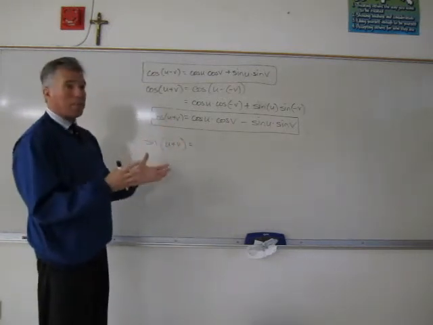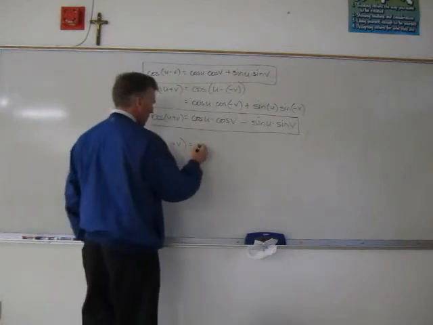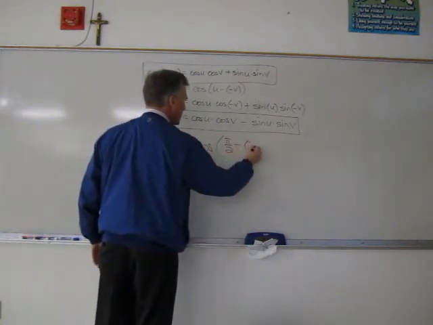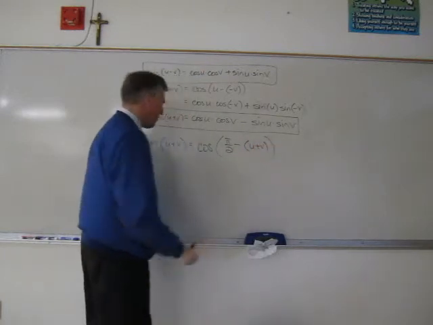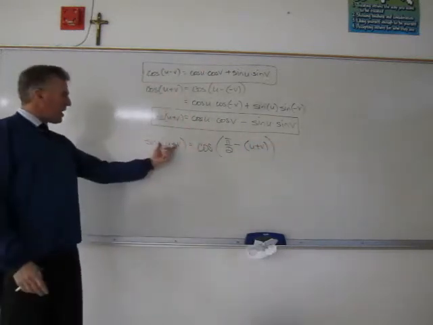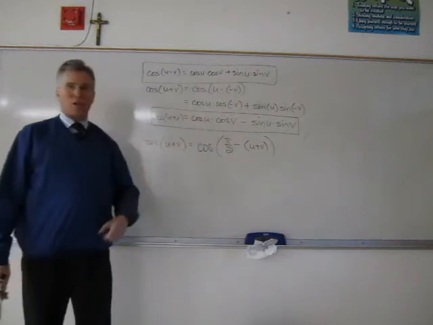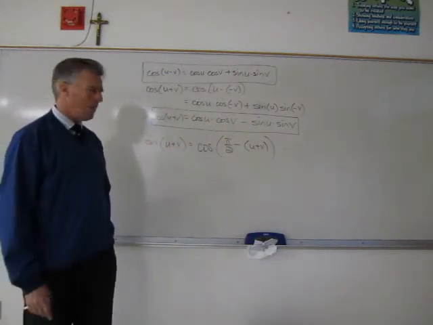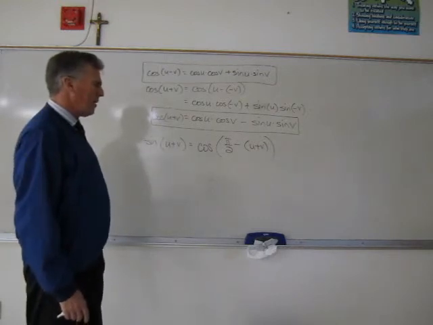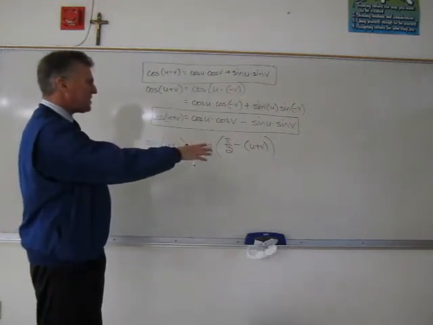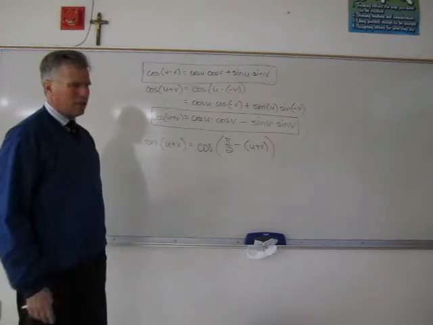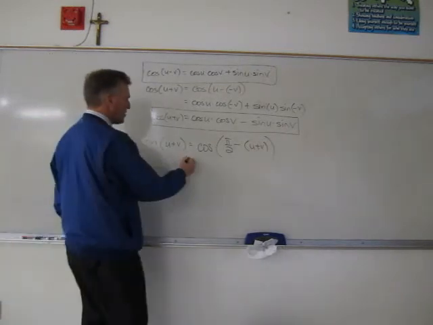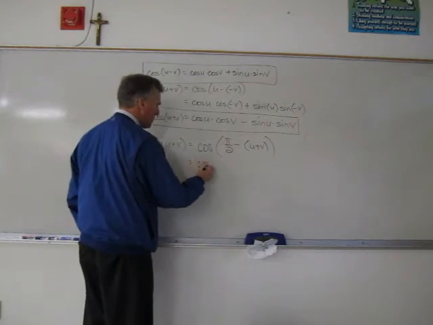So what's the complement of u plus v? Well, we all know that it's cosine of pi over 2 minus u plus v. Voila! If this is an angle theta, then that represents its complement. Beautiful stuff. But if I were to expand this, I wouldn't really get anything good. But I can do a little mathematical trickery.